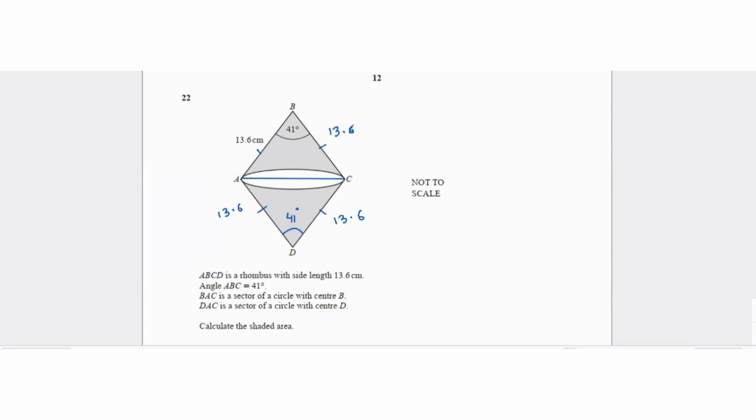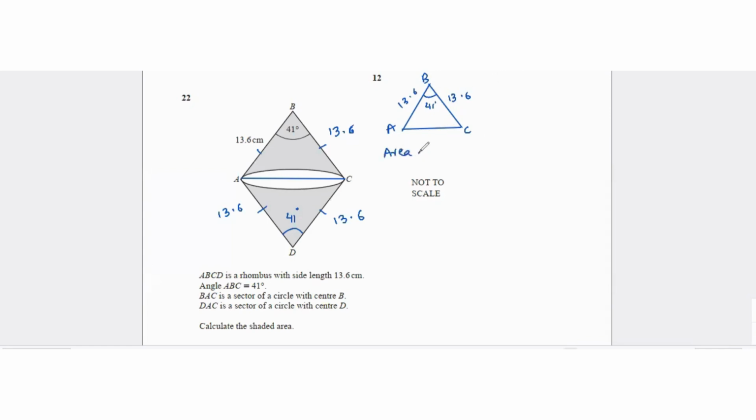So when you divide this, I'm going to draw this triangle over here. A, B, C. This angle is given as 41. This length is 13.6 and this length is 13.6. They have asked us to calculate the area of the shaded region.